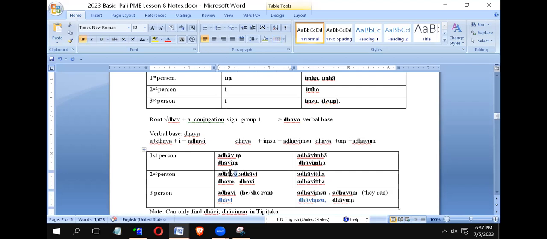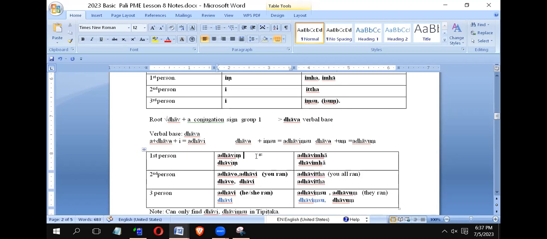And then the second person is with the o sound. So a plus dav plus o: adavo, davo. Or with the i: adavi, davi. Or sometimes with the ita sound: adavita, davita. Second person means you ran, and the plural will be you all ran.